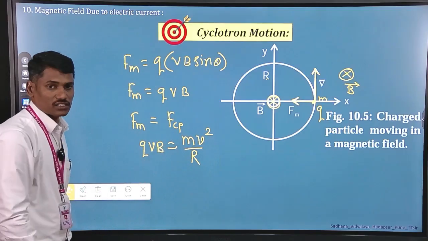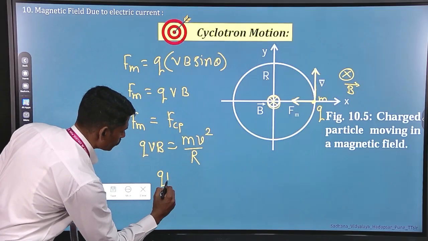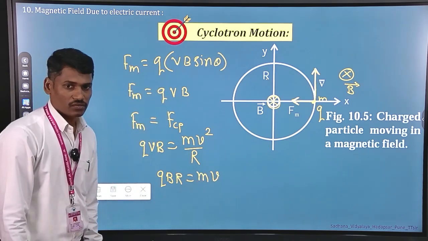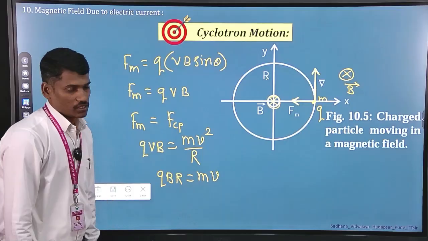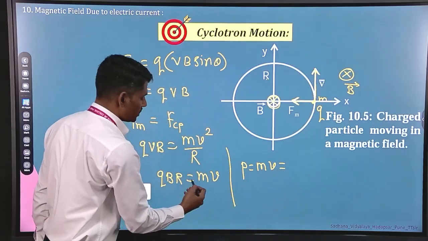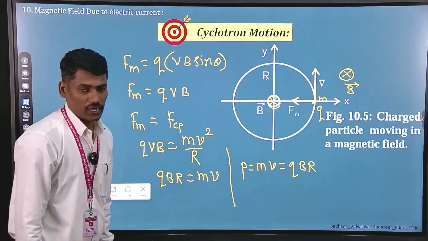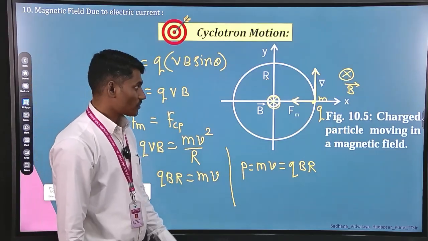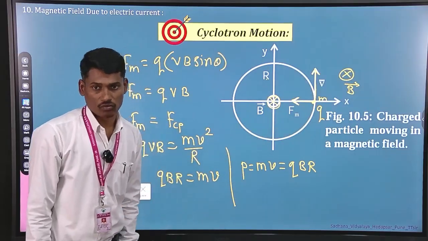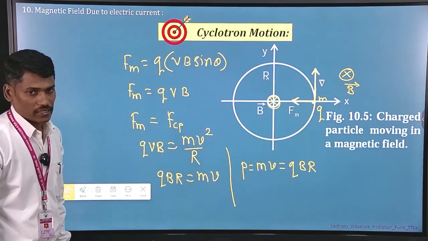Now here v and v square get cancelled. The remaining formula is qBr. Here we get qBr is equal to mv. And you know that mass into velocity is nothing but the momentum. So the formula becomes momentum p is equal to mv is equal to qBr, and this is called the cyclotron formula. In this case we study the cyclotron motion of a charged particle. The motion of that charged particle is circular and its momentum is qBr, right? I hope this is clear.